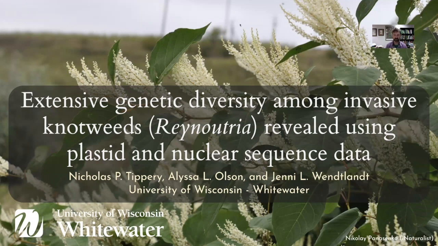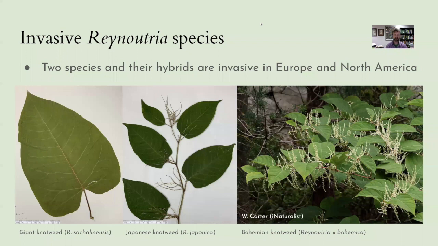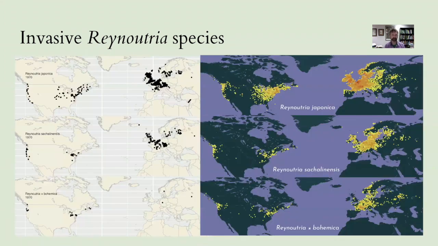I'm going to tell you about a project that we've done on the genus Reynoutria, the Japanese knotweeds and relatives. This is a group that are invasive species in North America and Europe. They're native to Eastern Asia, and there are three taxonomic entities, two species, and their hybrids. So the species are giant knotweed Reynoutria sachalinensis, Japanese knotweed Reynoutria japonica, and the Bohemian knotweed known as Reynoutria bohemica.